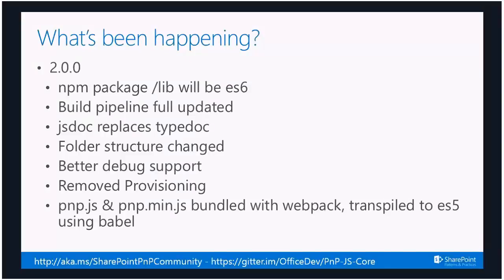Some of the things that are going to occur: the NPM package, the lib folder, is now going to be ES6 modules as opposed to ES5. We're going to look at all this shortly in the demo section, but I did want to talk through it a little bit and then show it to you. The whole build pipeline for all the gulp commands has been fully updated, and that's going to really simplify things, I think, for both developers and for myself and others when we package the library.